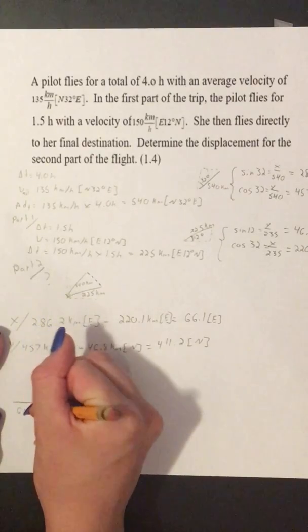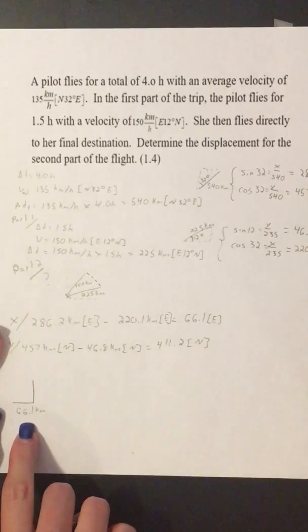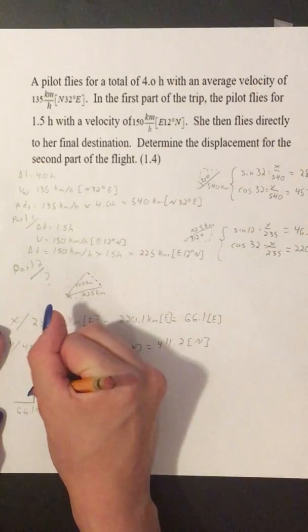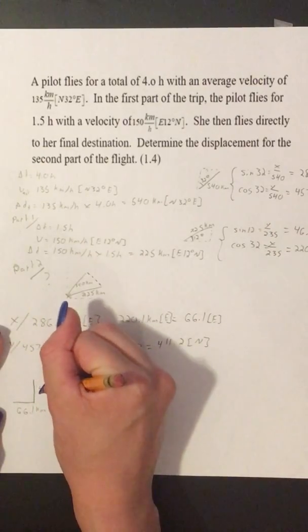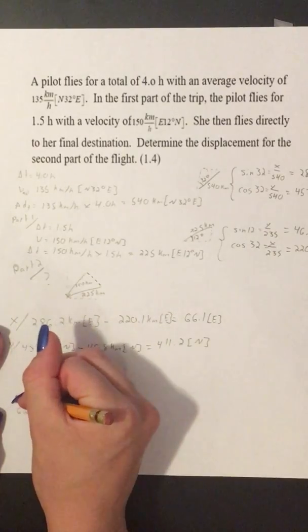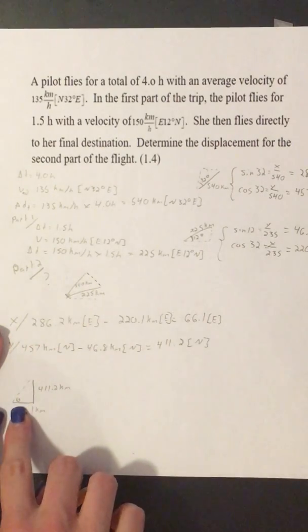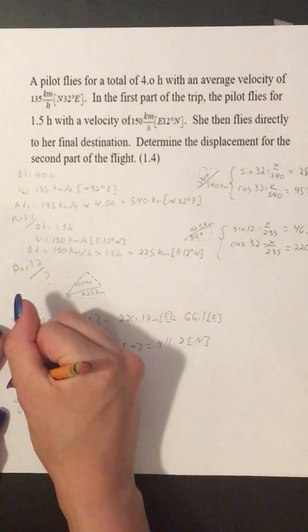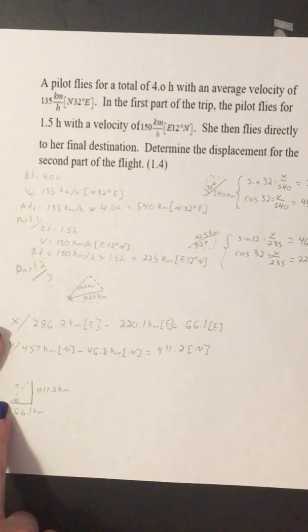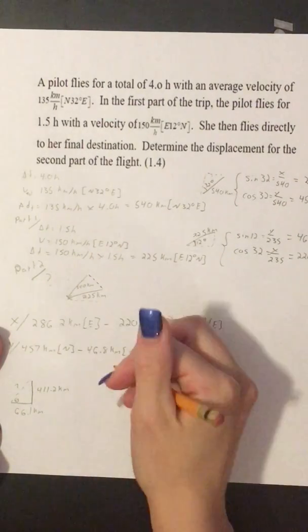Now on our triangle, we can draw that out. 66.1 kilometers for the x component, and it's going east, remember that. And then we have 411.2 kilometers going north. And then we don't have this angle here, but we would like to know it. And this here is our total displacement for the second part of the flight. So we can now solve for that.